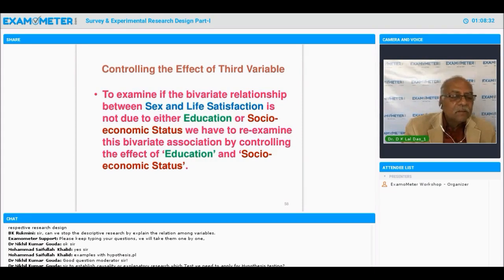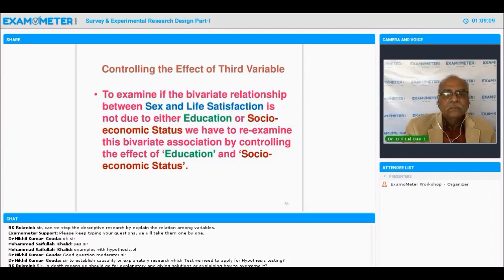Rukmini is asking the question, sir. Depth means we should go for explanatory and giving solutions, or explaining how to overcome it? No, I am talking about explanatory research, not explaining in depth. The researcher's job is to use the explanatory research design technique. Then you can give an explanation. Just giving an explanation does not serve any purpose in research. Some people are typing questions. Yeah, okay.